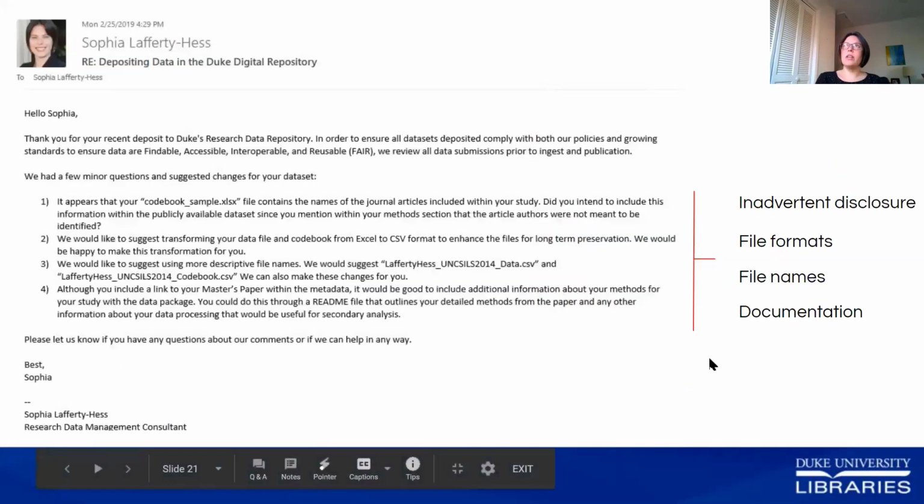After that curation review, essentially what you'll get from us is an email with some recommendations. We don't make changes to any of their data or documentation without talking to researchers. So this is what I sent to myself. I know it's kind of meta, but when I put on my curator hat and looked at my own data, this is what I found.